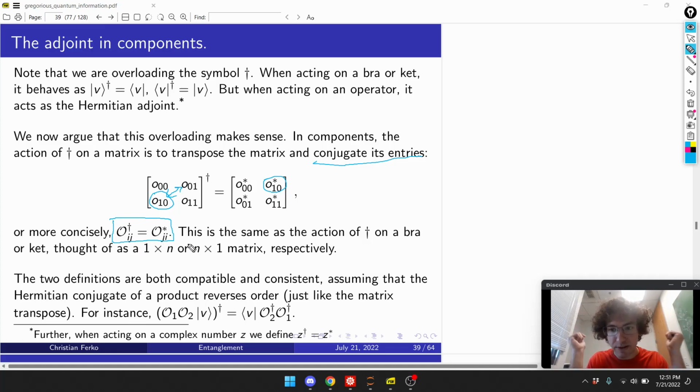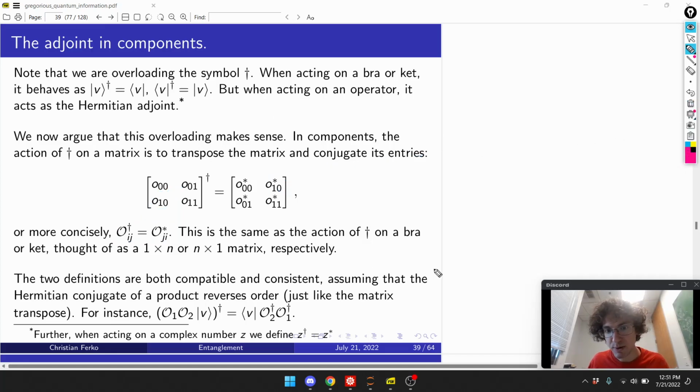Transpose means you flip the 2 indices, i and j. So why does this overloading make sense? Well, as we saw a few slides ago, dagger on a bra or a ket, thought of as a 1 by n or n by 1 matrix, also flips the 2 indices i and j and conjugates each of the entries. So that's why these 2 apparently overloaded definitions are consistent. In both cases, it acts in the same way on the components and indices.